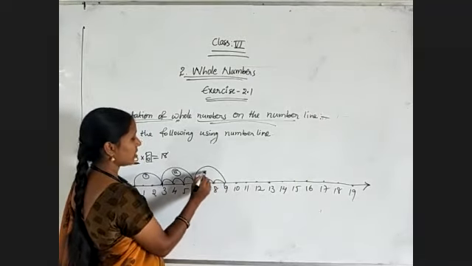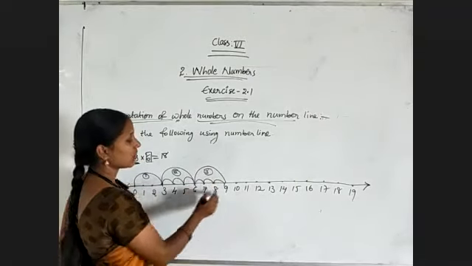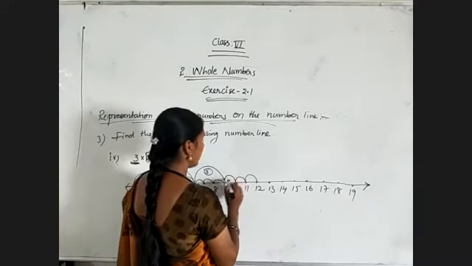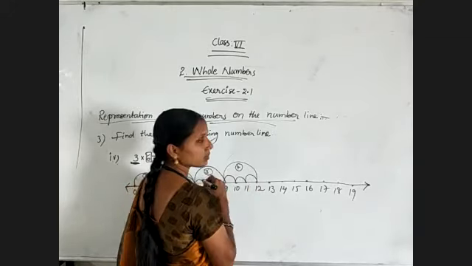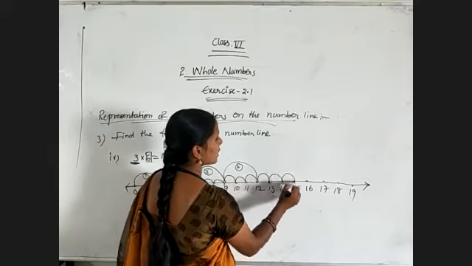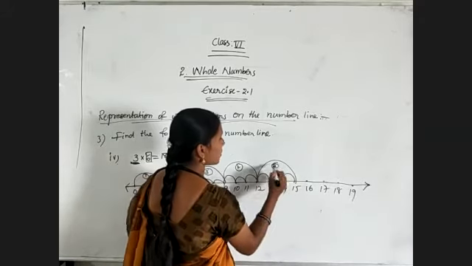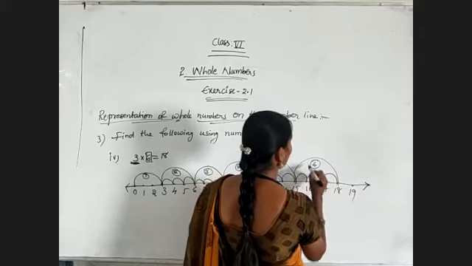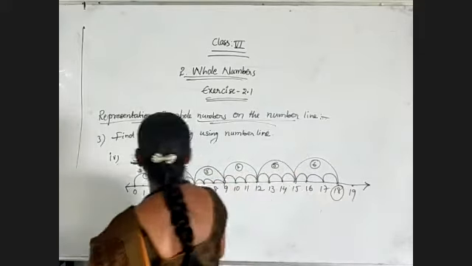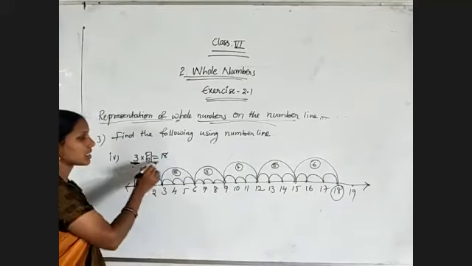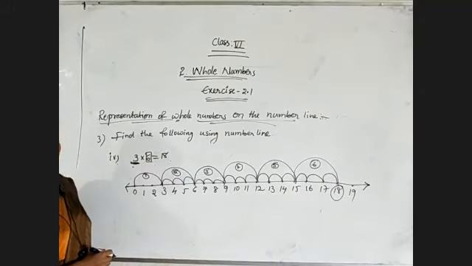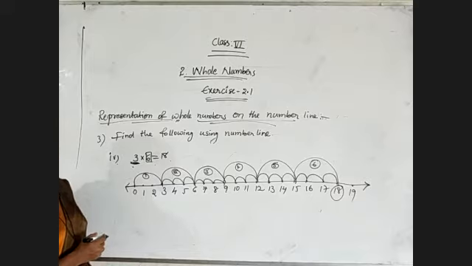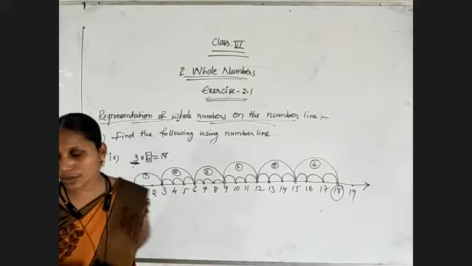Okay, 1, 2, 3. Third time repetition finished. Again 1, 2, 3. Fourth time repetition also finished. Again 1, 2, 3. Fifth time repetition also finished. And again sixth time, 1, 2, 3. Sixth time also finished. So the sixth time we are stopping the process at 18. So that's why 3 sixes are 18 by using the number line. So like this we need to follow number lines to simplify the addition, subtraction and multiplication of whole numbers. Okay, and coming to the next question.